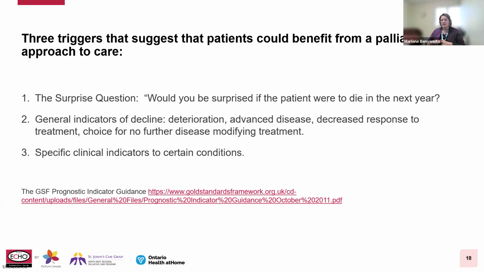And then we'll talk about the general indicators of decline that may be noted in deterioration or advancement of their disease, maybe decreased response, and perhaps even a choice of no further treatments. And then we'll look at the specific clinical indicators related to certain conditions. I've also included the website for the Gold Standards Framework if anybody wanted to view it at their leisure afterwards.